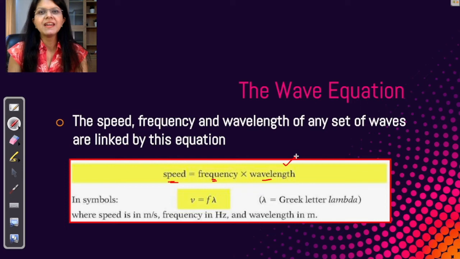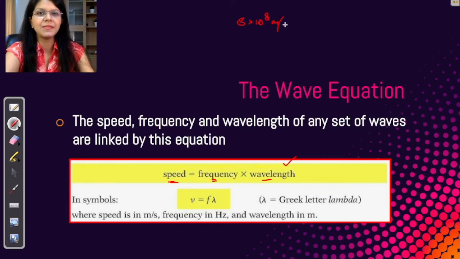Speed of the wave? How fast the wave moves. We know that light travels quite fast, right? And the speed of light is a constant number, which is 3 times 10 to the power 8 meters per second. That's the speed of light. Different waves might travel at different speeds. So here speed means the speed of the wave.